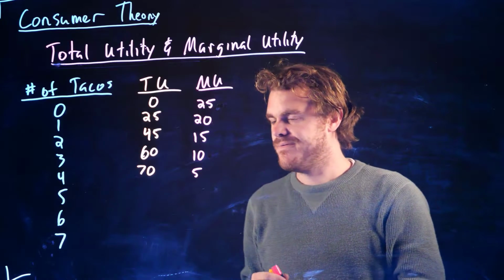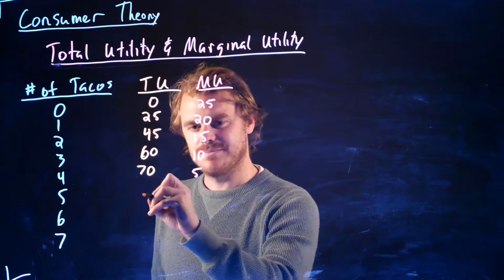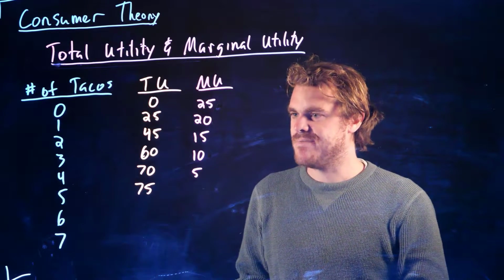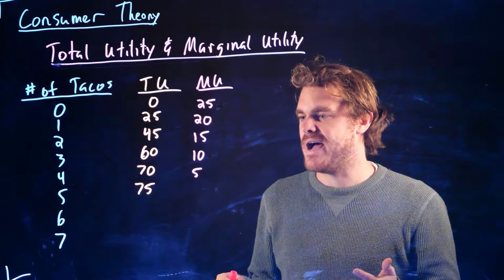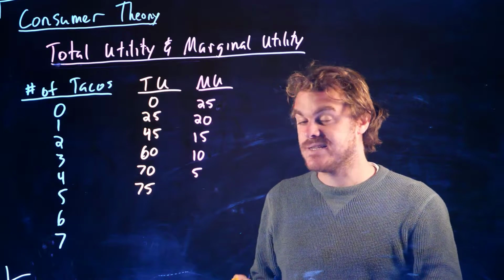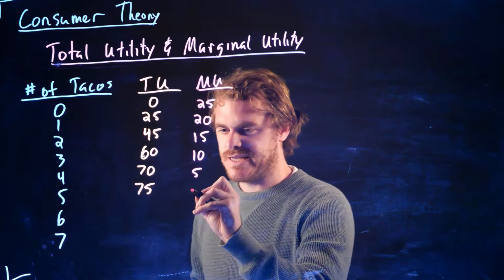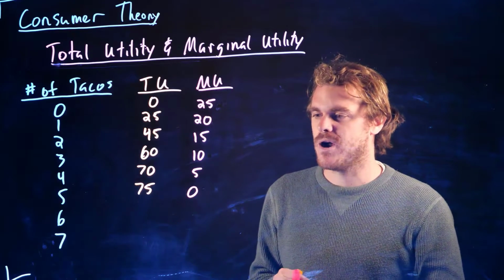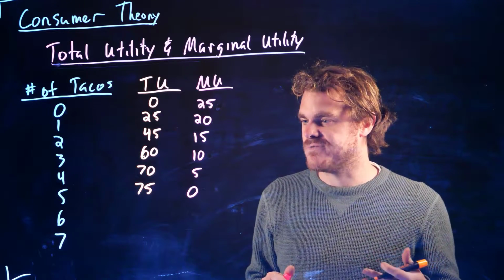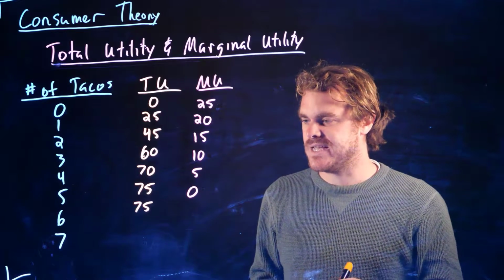Let's say for the 5th taco, our marginal utility is 5. So 75 would be the total utility from having 5 tacos. And let's say for the 6th taco, we're already full. Eating that 6th taco is going to give us no marginal utility, no additional satisfaction. So the total utility will stay the same.